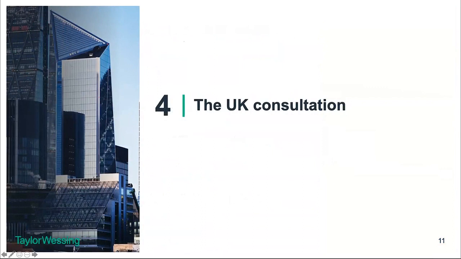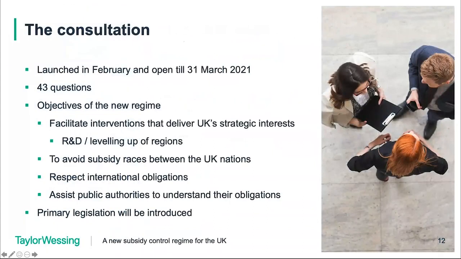So let's move now to the UK consultation. It was launched in February and it's open till 31st of March 2021. There were 43 questions, and obviously the government is keen to explain why there has to be a new regime and what its purpose and its objectives are. The first and foremost is to facilitate interventions that deliver UK strategic interests, for example, in research and development and levelling up of regions. The consultation recognizes that it's not a question of going back to the state intervention of the 70s. It's actually to make sure that aid is used for delivering the objectives of the UK.